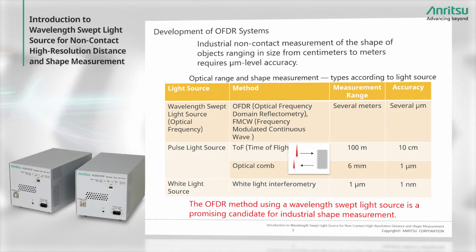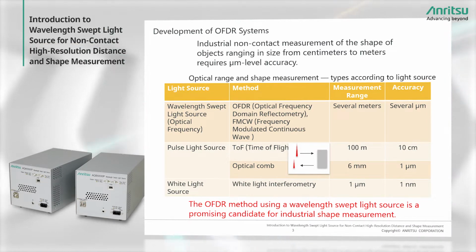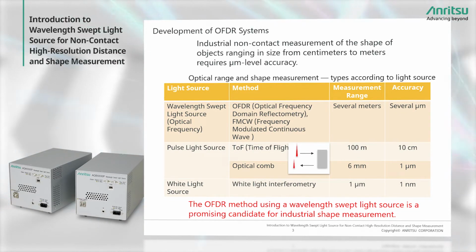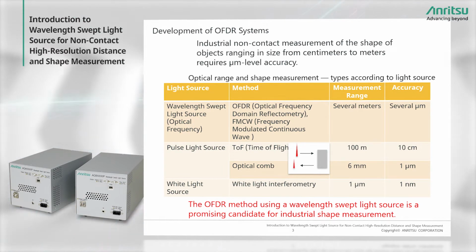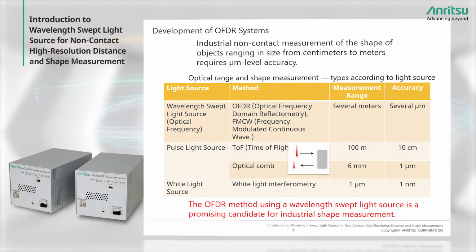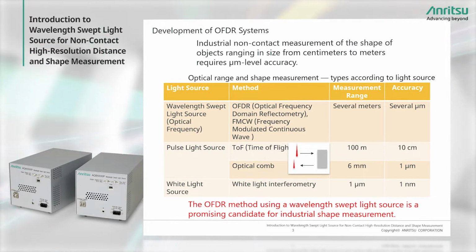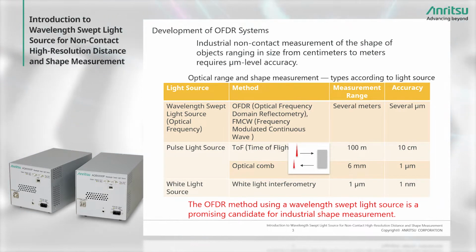First, I would like to explain the development of OFDR systems. Current industrial measurement systems require non-contact shape measurement with micrometer order accuracy for products ranging in size from centimeters to meters. Measurement methods using light are being adopted to satisfy this need for non-contact measurement. As shown here, light sources are divided into different types for distance and shape measurement.